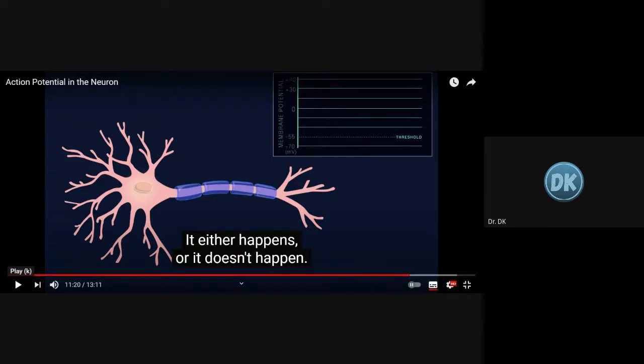For each and every neuron, this action potential will be the same, but it never exceeds the threshold value. For example, if it reaches plus 30 millivolts, all the neurons will have plus 30 millivolts. So this rule is called the all or nothing rule.